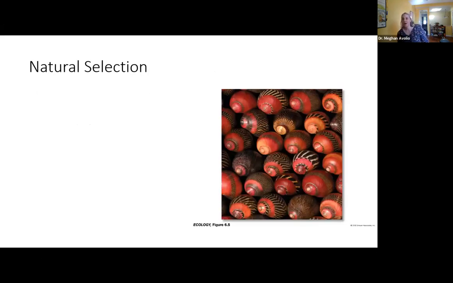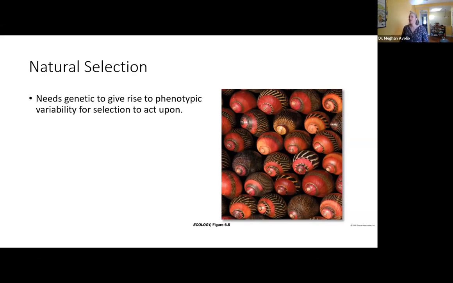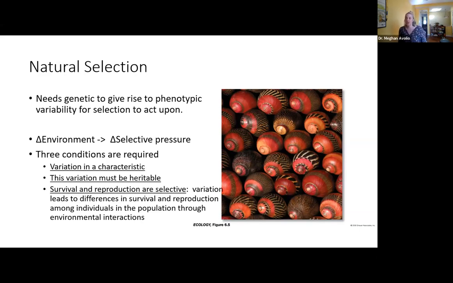So natural selection is obviously the most famous form of evolution. It was theorized by Darwin in the 1860s and, I'm blanking, Alfred Wallace. Okay, the fundamental basis for natural selection to occur is that you have to have genetic variation to have variation in phenotypes. If every organism is exactly the same, there can be no natural selection because natural selection is based on differential fitness. So if you have a change in an environment, you're going to have a change in the selection pressure.